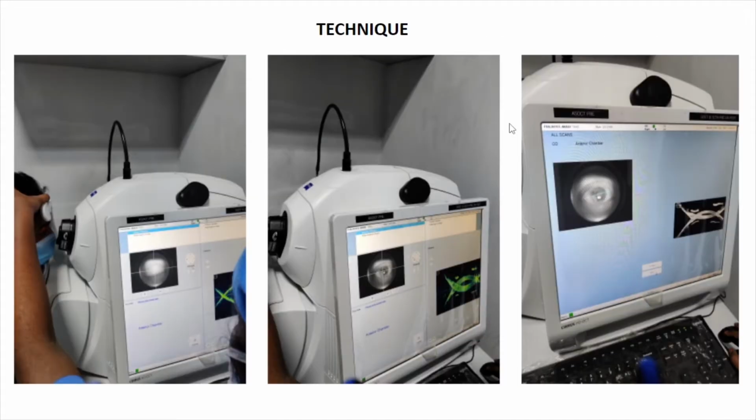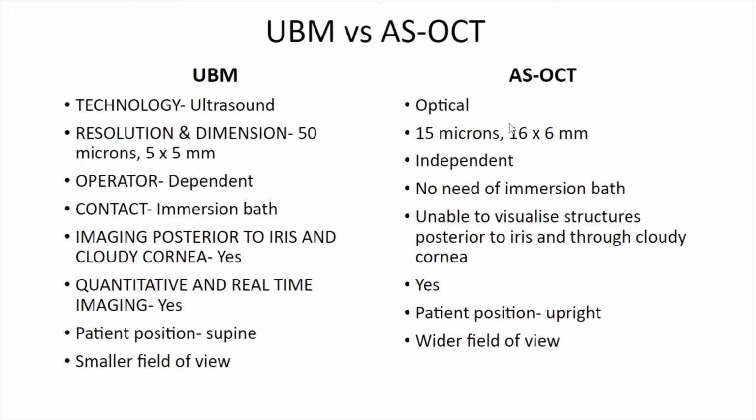So this is the ASOCT machine. The patient's head is placed on the chin rest, and then these are practical stuff. Keep going. These you guys should go and learn yourself.